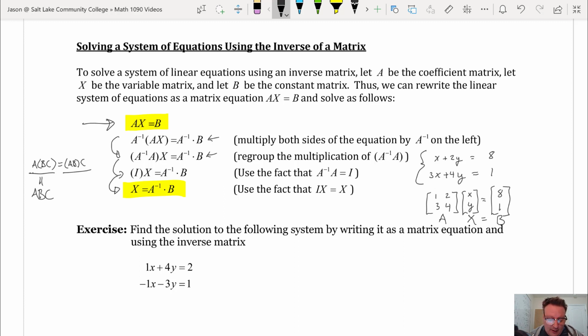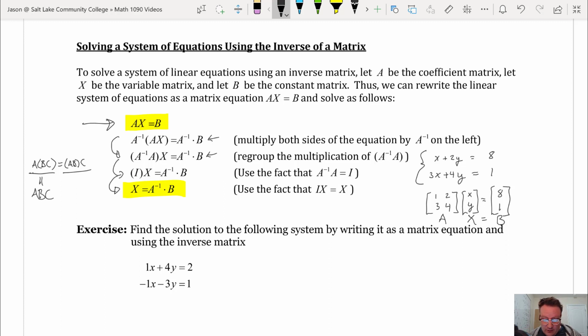Now, the key idea here is this. The two yellow things, the two equations that I've highlighted. If you have a system that you can write as a matrix equation AX equals B, and you know the inverse of A, you can solve that system by just doing A inverse times B, and that will give you X, the values for your column of unknowns. This is really super powerful, so let's demonstrate it.